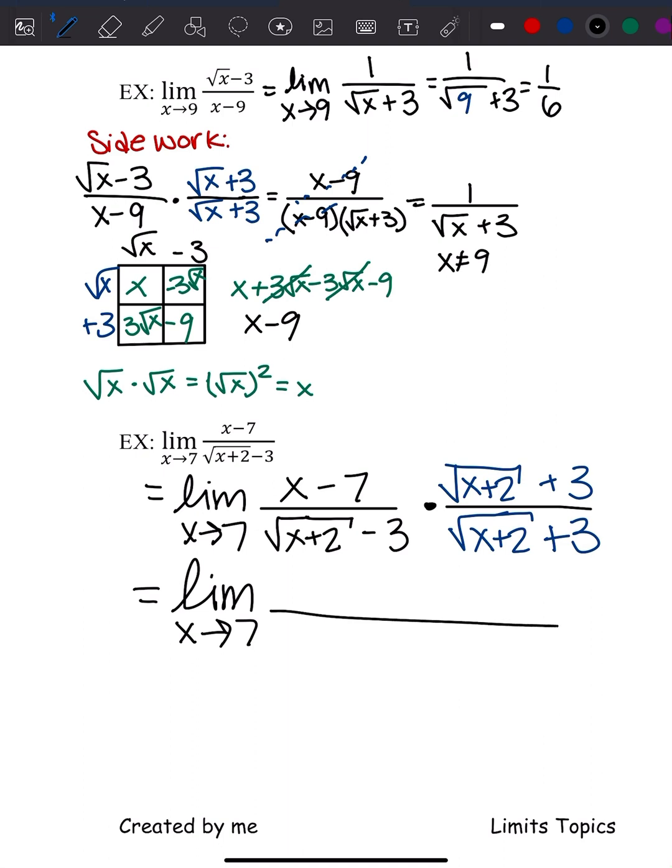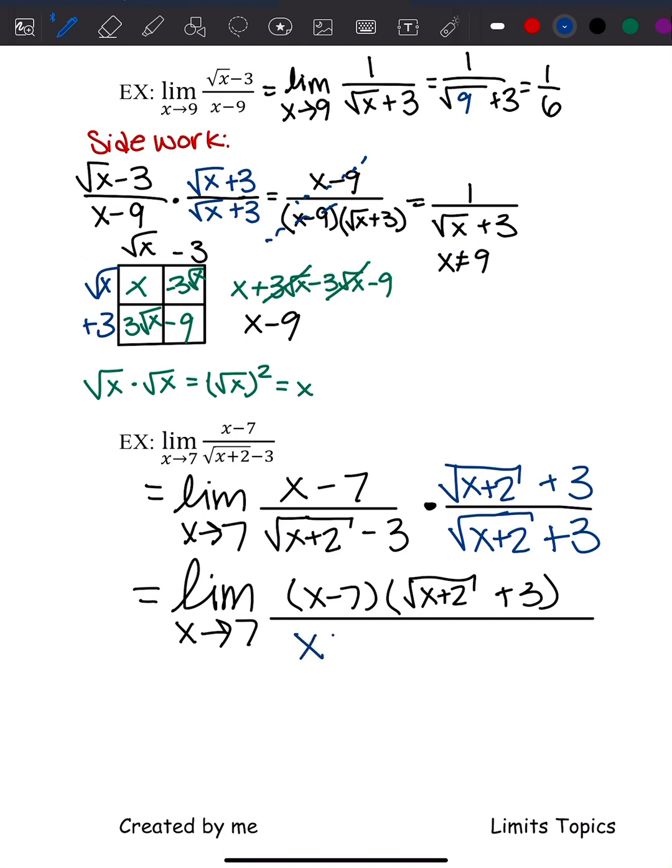So the top we have x minus 7 times the square root of x plus 2 plus 3. Okay, so we're going to be multiplying these two things out. I have the square root of x plus 2 times the square root of x plus 2. Just like above, we are left with what's on the inside because these are the exact same things being multiplied together. We are going to have just x plus 2.